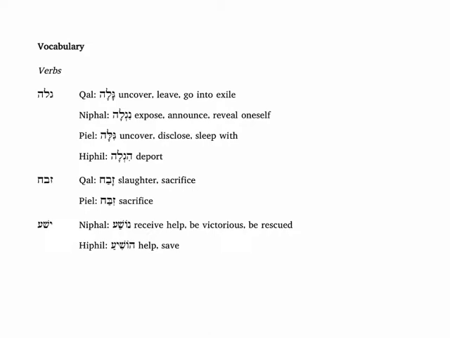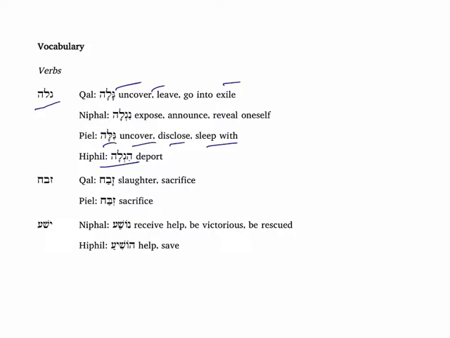Now let's say a few words about the vocabulary. First of all, the root gala has two basic connotations, one of nakedness and the other of going into exile. So in the kal stem, it can mean uncover or to go into exile. The nifal, to expose or to reveal oneself, and the piel, to uncover something, to disclose it, to uncover a person perhaps, to remove clothing. And it can have a sexual connotation of sleep with. But then in the hifil stem, higla means to deport, to send into exile.